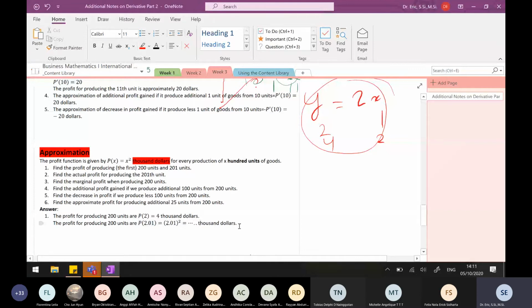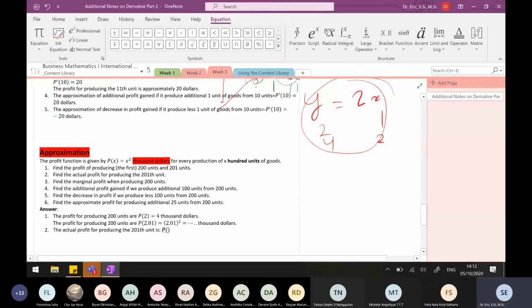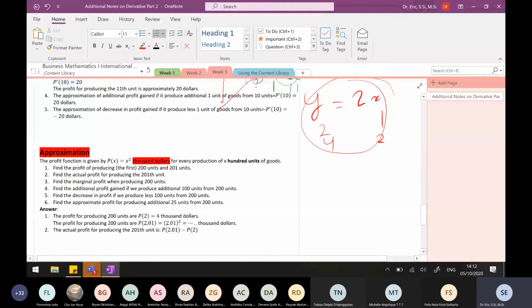Okay. What is the actual profit for producing the 200 unit? What is the actual profit? 2.01. Very good. P(2.01) minus P(2). Don't forget it is in $1,000. Don't forget it is in $1,000.